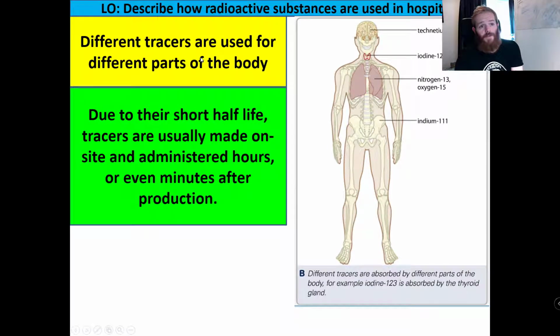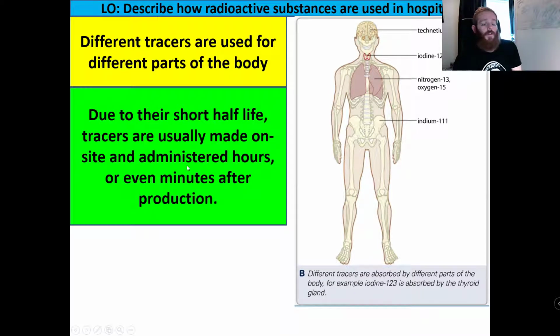So different tracers are used for different parts of the body, and you can see here, for example, if you were going to do a brain scan, you might want to use technetium-99. If you were going to do the larynx, you'd use iodine-123, lungs, nitrogen-13 or oxygen-15. So there's loads of different tracers that can be used for different parts of the body, because different parts of the body absorb different substances. And it says here, for example, iodine-123 is absorbed by the thyroid gland. So you inject that into the body and the thyroid gland's going to go, come over here, I deal with you, iodine-123, come over here. And then that'll gather a lot of radioactive substance in that area and allow pictures to be taken of it that are reasonable, that you can see stuff.